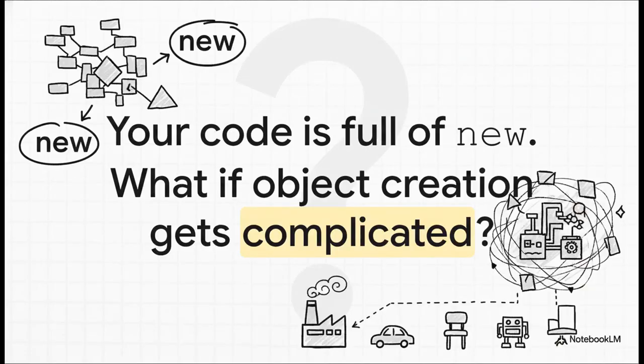So take a look at your own code for a second. I bet it's just full of the new keyword, right? I mean, that's how we make objects. But what happens when just calling new isn't so simple anymore? When creating an object suddenly gets really complicated?